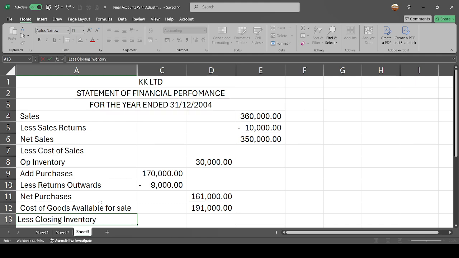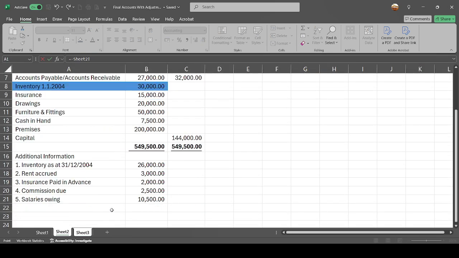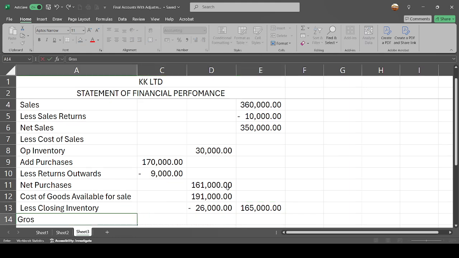Closing inventory, and we had been given the figure in our additional information, the juicy part of our account. The figure there is 26,000. So when we subtract that, we now end up with our cost of goods available for sale. So that will be that 191, of course, minus the 26. So we have there 165 is our cost of sales. And of course, now we are subtracting to get our gross profit.